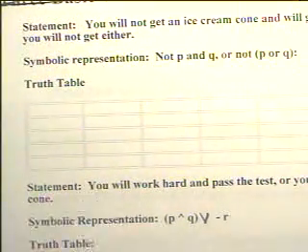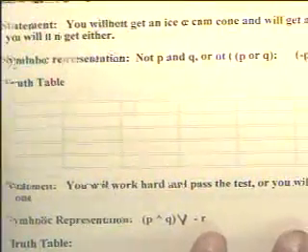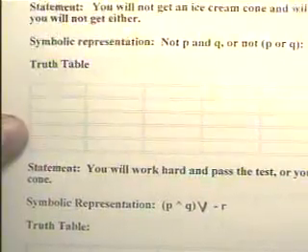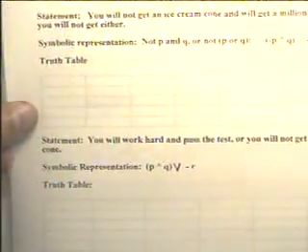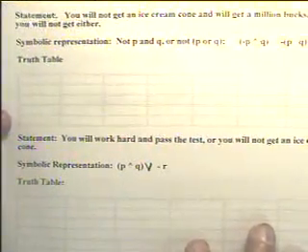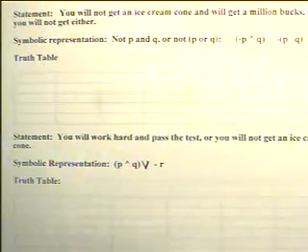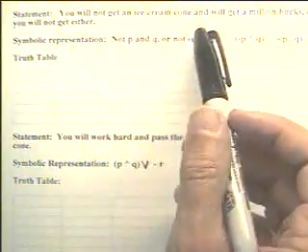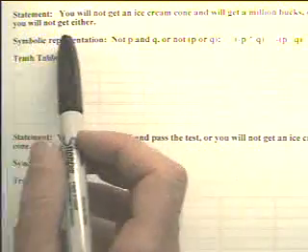Okay, let's consider the statement that you see here, and we're going to have to zoom back a little bit in order to see the whole statement. Okay, I think we've pretty much got the whole thing in the picture now. Now this statement says, you will not get an ice cream cone and will get $1 million, or you will not get either.